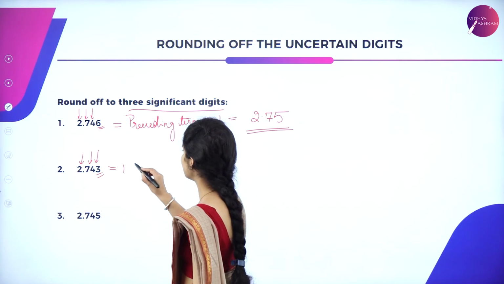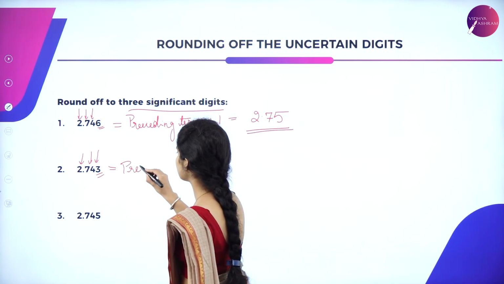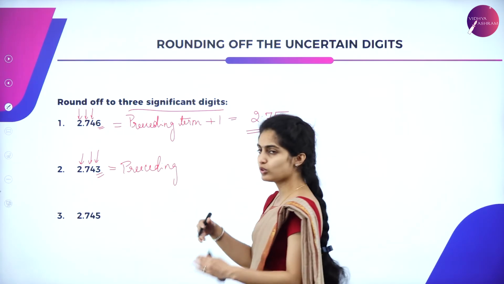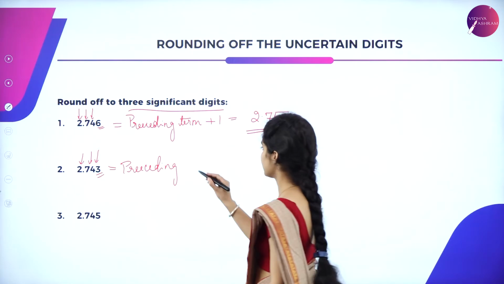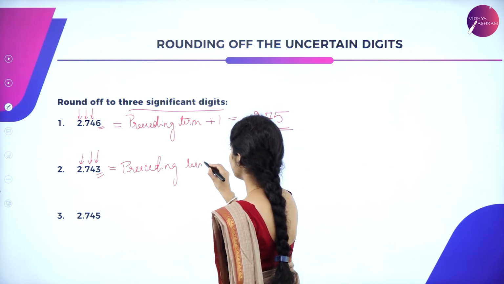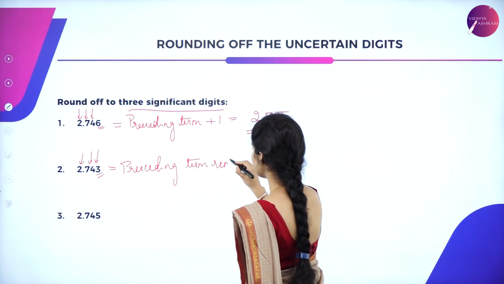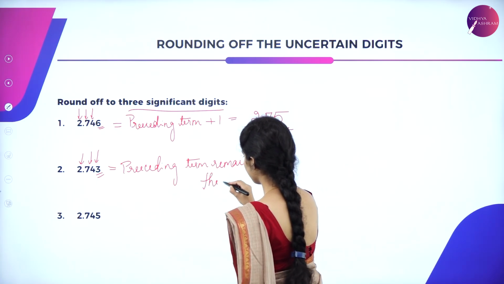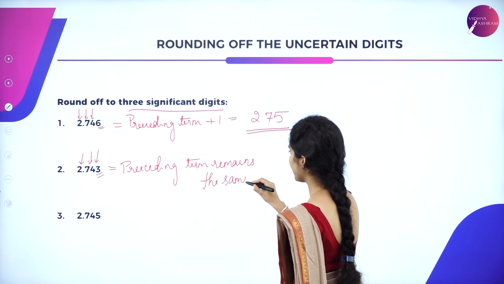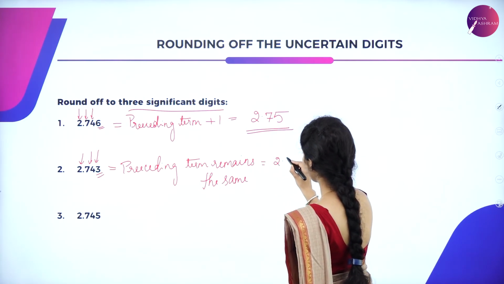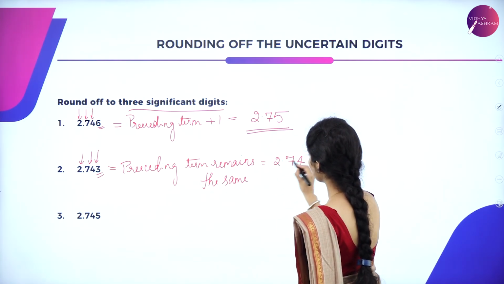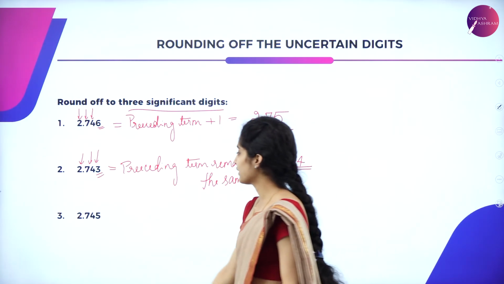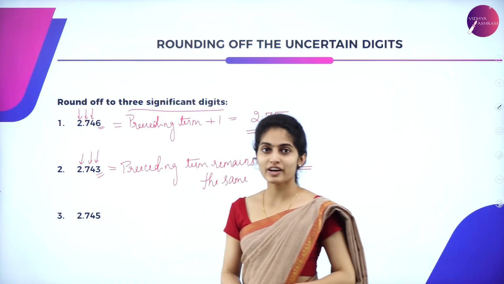So the preceding term remains as it is. There is no plus or no minus. So the preceding term remains the same. So what is the value? It is 2.74. Again, you have the third one, that is 2.745.